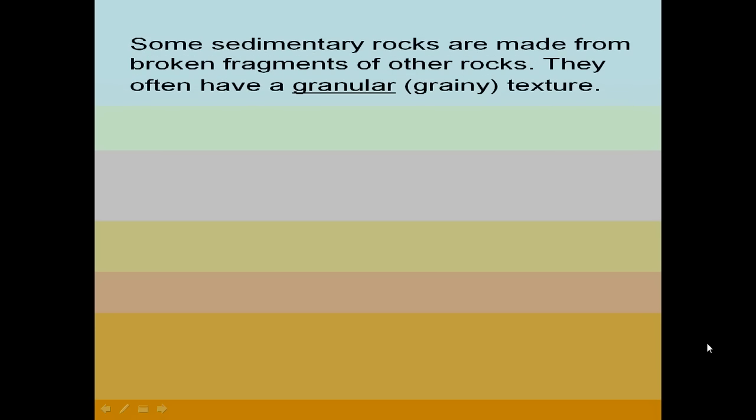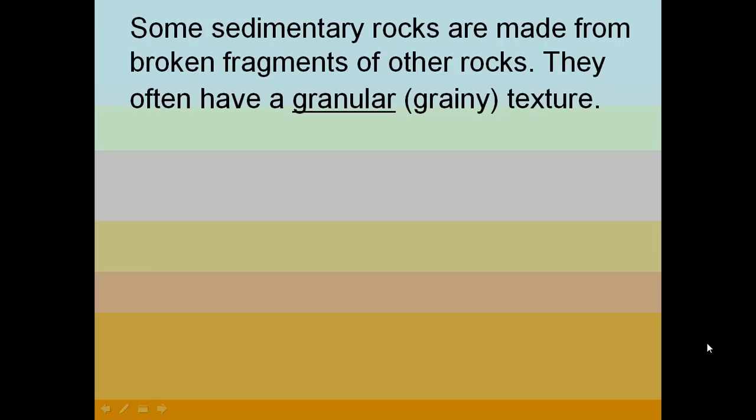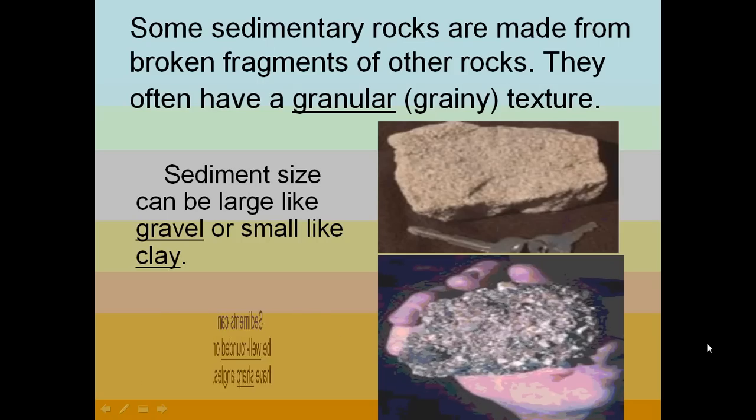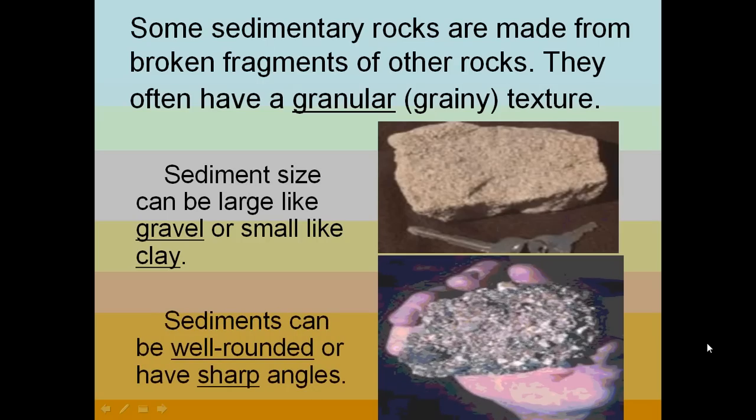Some sedimentary rocks are made from broken fragments of other rocks. They often have an angular or grainy texture. So broken pieces of other rocks can be large like gravel or small like clay. Sediments can also be well-rounded or have sharp edges. So sedimentary rocks can form from little fragments of other rocks.